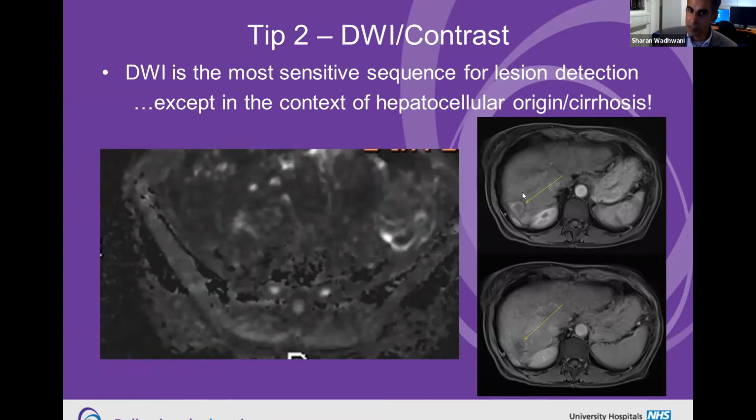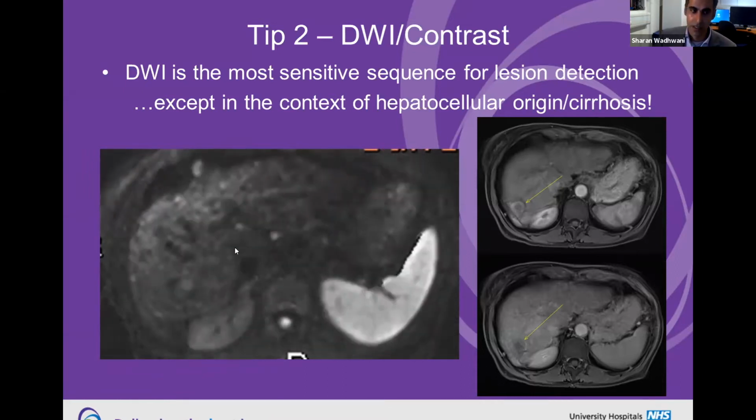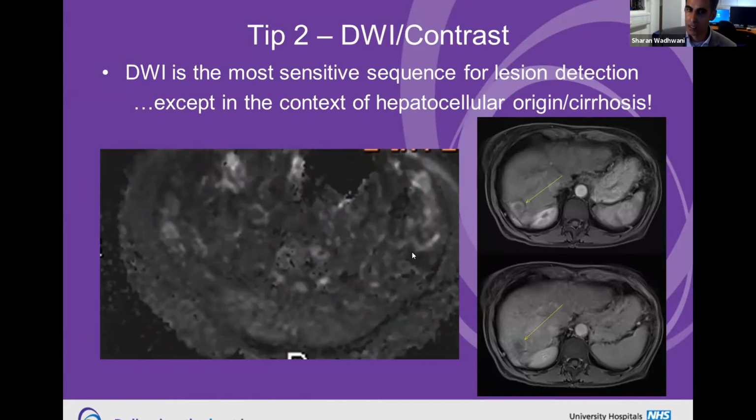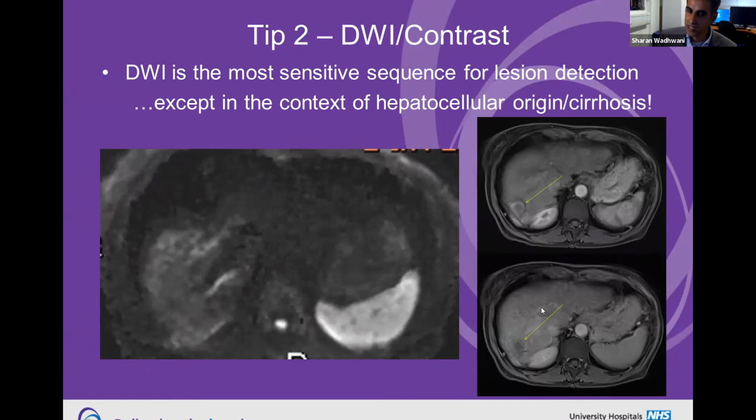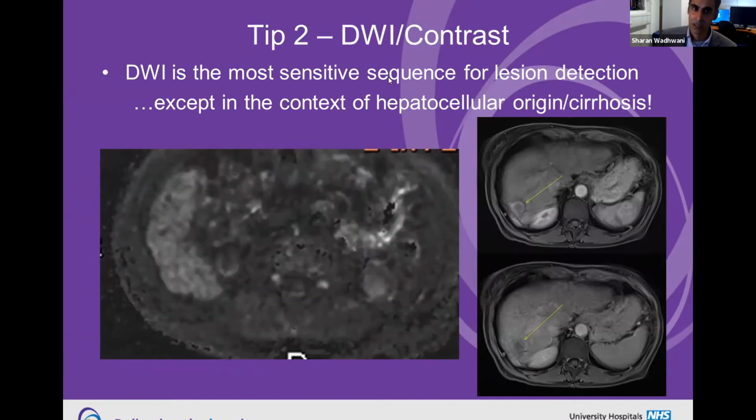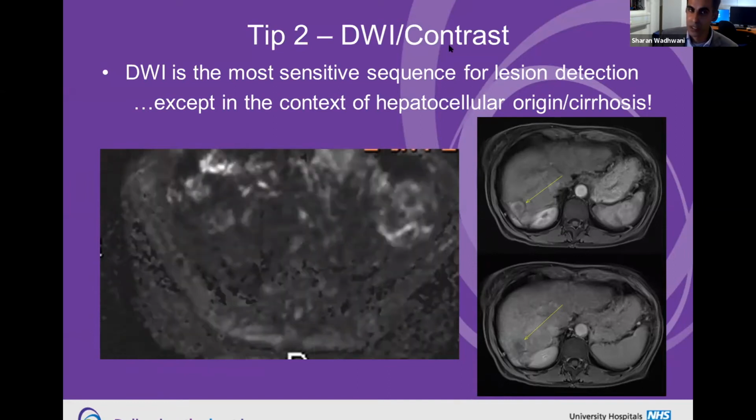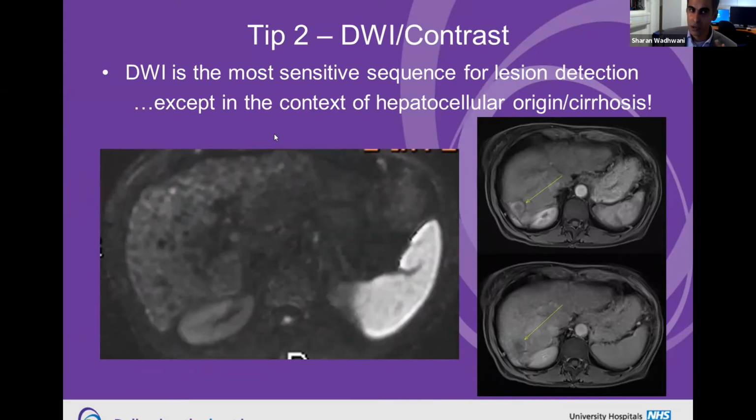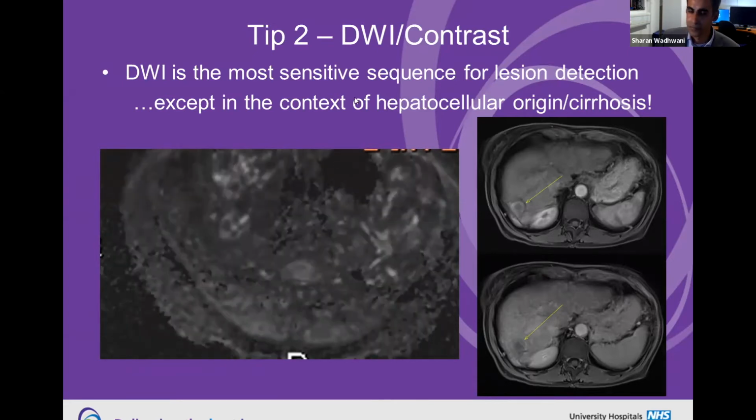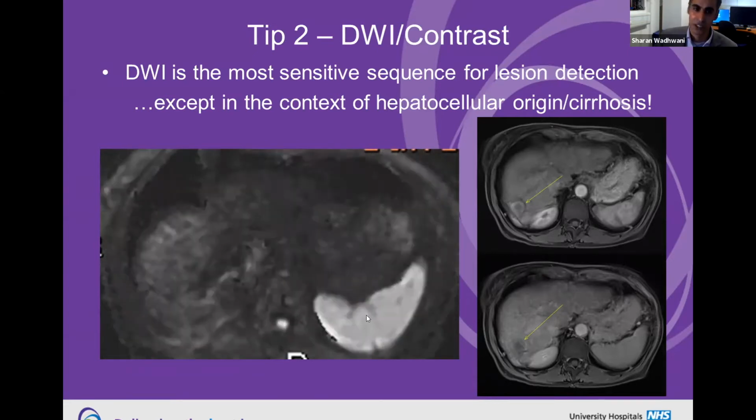But actually remember, this is of hepatocellular origin. Therefore, the diffusion, the T2, is going to look isodense. The contrast is what makes this visible. So in a cirrhotic patient, my tip number 2 is go to the contrast. In a non-cirrhotic patient, my tip is go to the low B value first. Okay, and that's how you're going to pick up lesions.